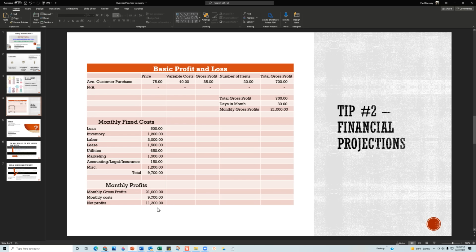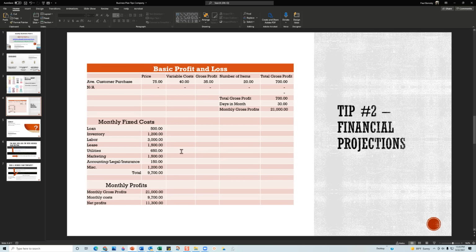Now, the beautiful thing about having this customized profit and loss statement for your online apparel company is that once you have this set up, all you have to do is change your variables in here to reflect the current economic environment. So for example, if you're getting a lot of website traffic, you might want to change the number of customers from 20 to 25. Once you change this from 20 to 25, then what's going to happen is your profits are going to roll over and it's going to change your profits automatically.